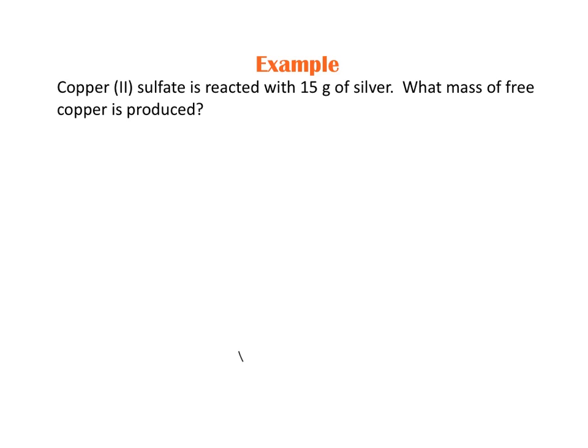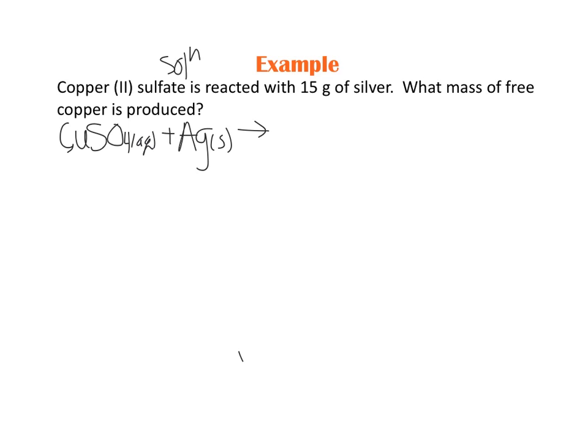All right, in our next example here, what we're going to do is we are going to have copper 2 sulfate reacted with 15 grams of sulfur. What mass of free copper is produced? So we are going to start once again with that balanced chemical equation. So copper 2 sulfate, CuSO4, and that's likely going to be aqueous. Sorry, I didn't note it. Solution is reacting with silver. So silver is a solid by itself, no charge.